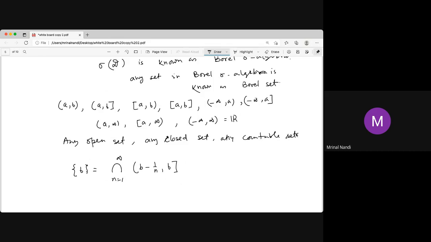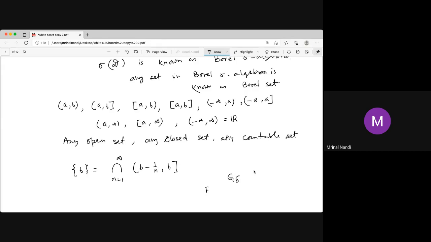Now we know the union of closed sets may not be a closed set, but in the Borel sigma algebra, the union of all closed sets must be there, and that type of set is called an F sigma set. The union of closed sets is an F sigma set, and the intersection of open sets is called a G delta set.